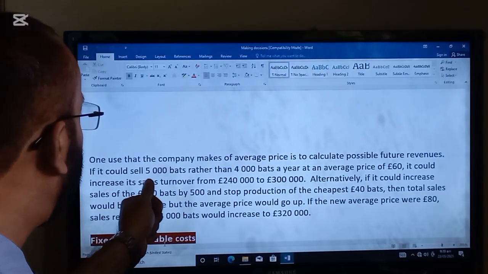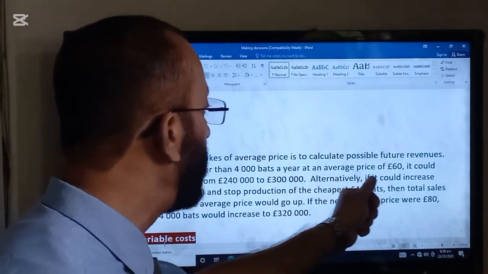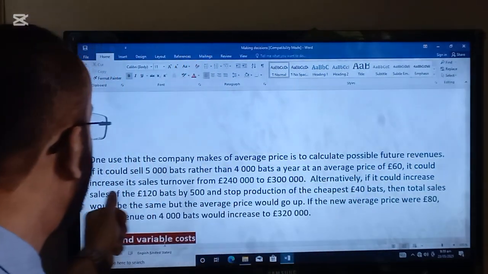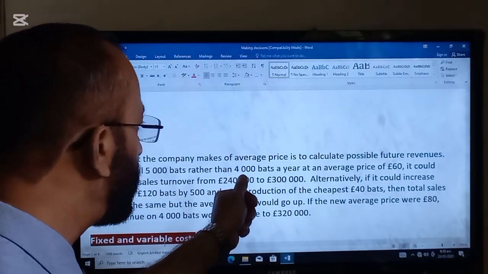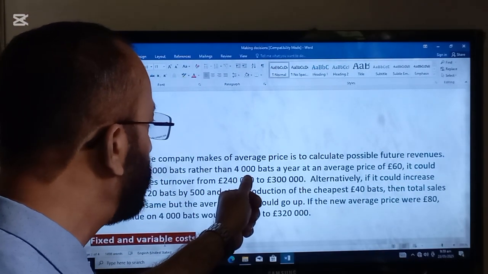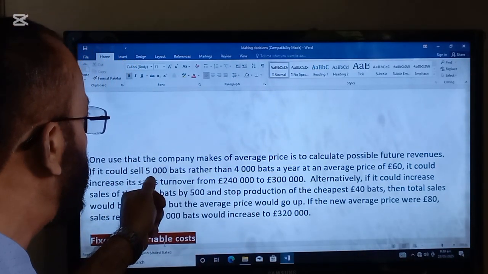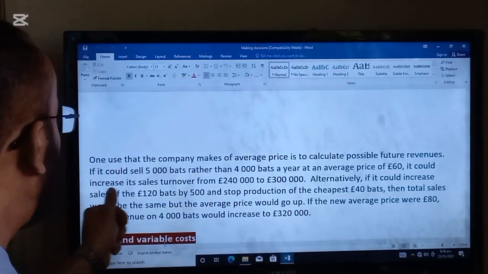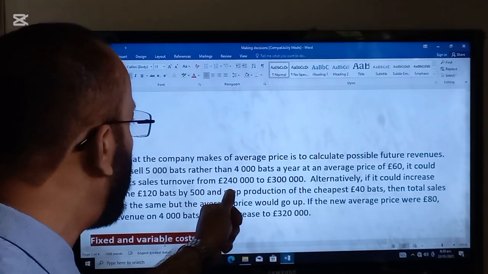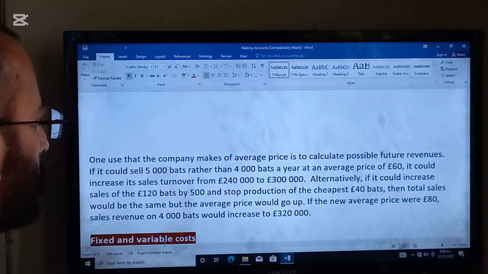If it could sell 5,000 beds rather than 4,000 beds a year at an average price of 60 pounds. So look, this is an example. We are predicting for the future. Right now we are selling 4,000 beds a year. For example, we hope that next year we can sell 5,000 beds. So multiply the average price by 5,000. It could increase its sales turnover from 240,000 pounds to 300,000 pounds.